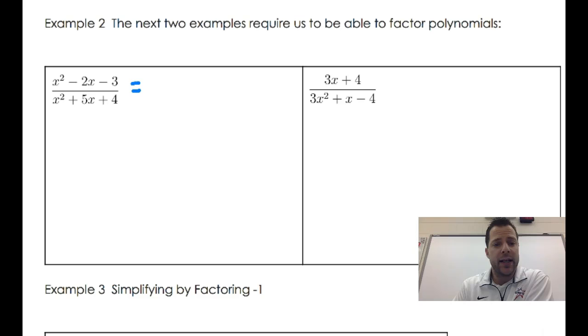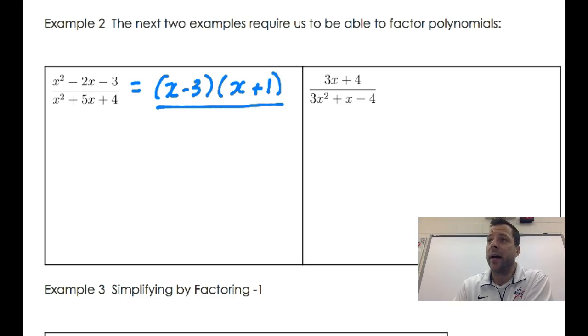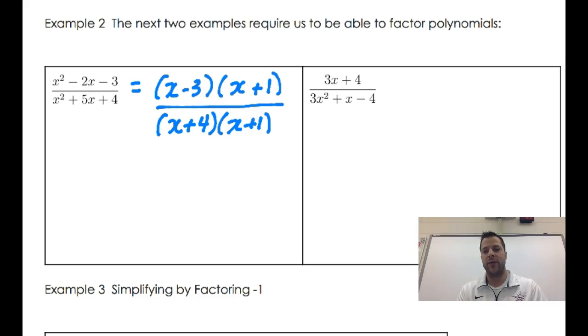So if I need two numbers that multiply to be negative 3 and add to be negative 2, that's going to be x minus 3 times x plus 1. Okay, and we're going to divide that, and then can we factor the denominator? So two numbers that multiply to be 4 and add to be 5 are x plus 4 and x plus 1. So from right here now, the first thing I want to do is figure out what x can't be.